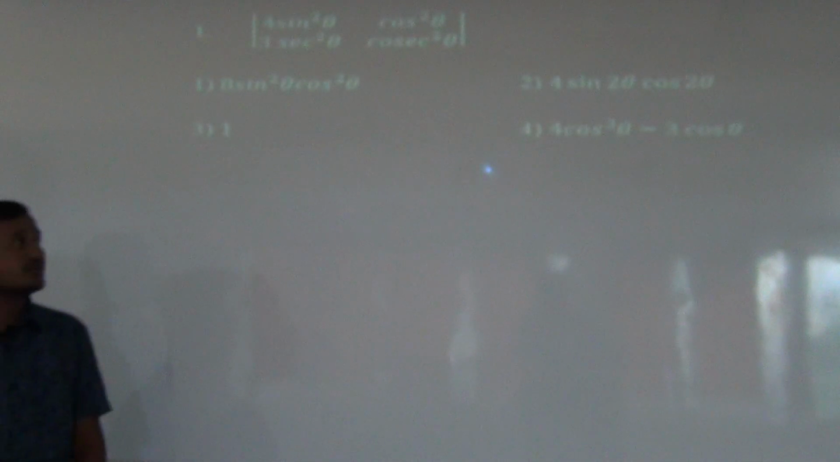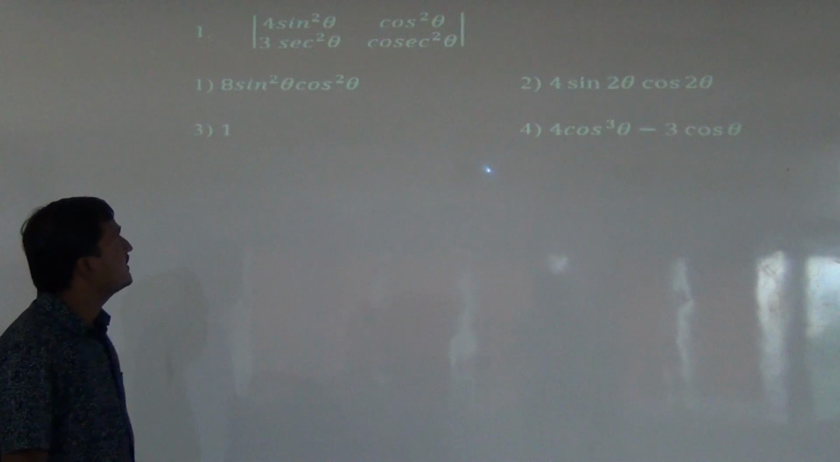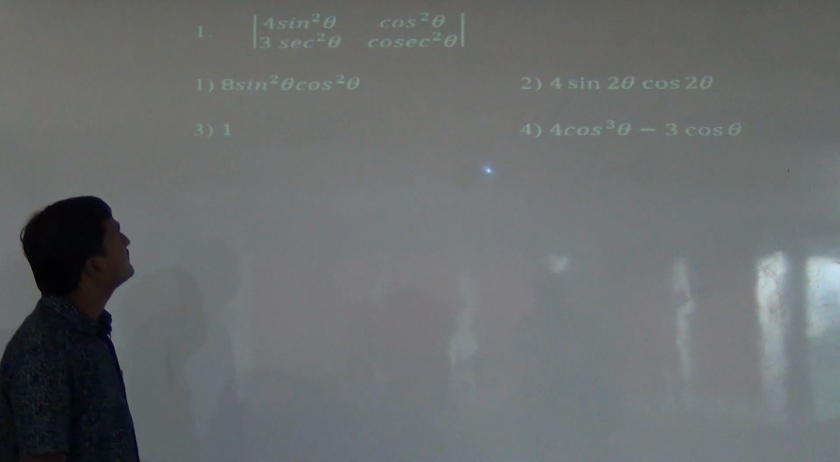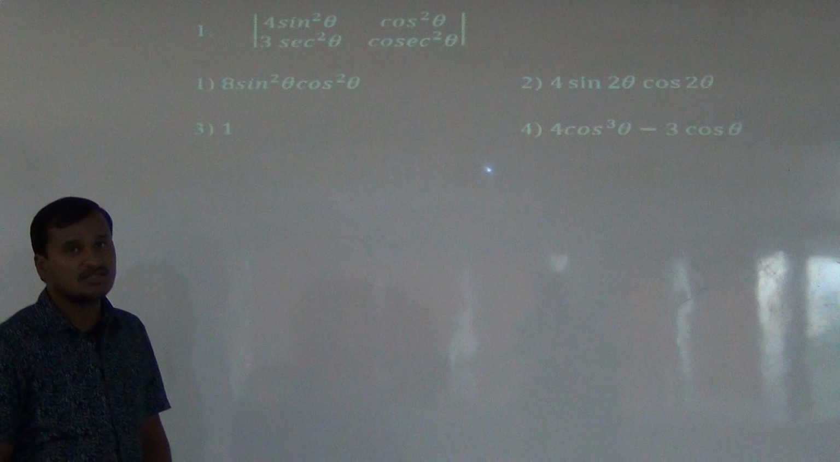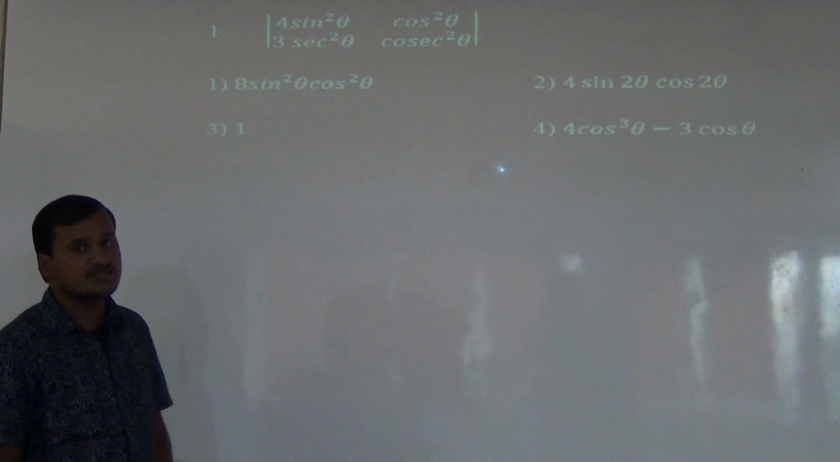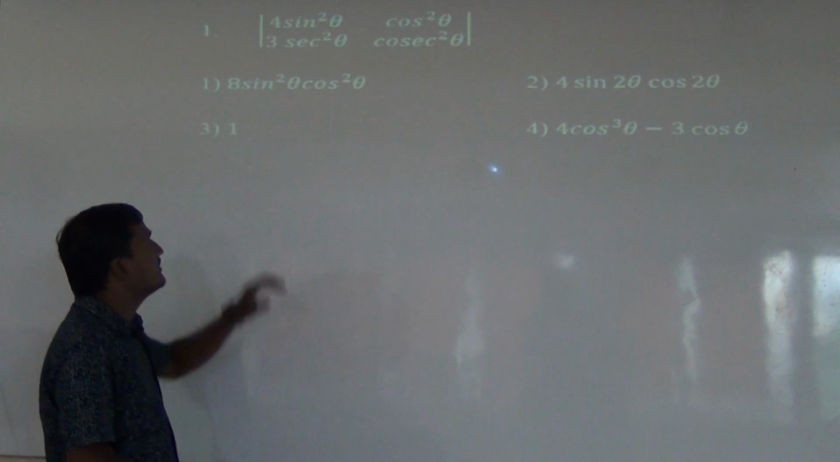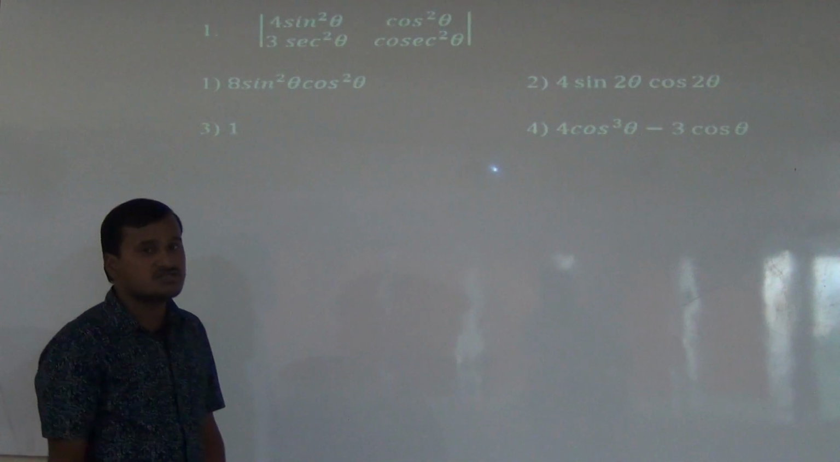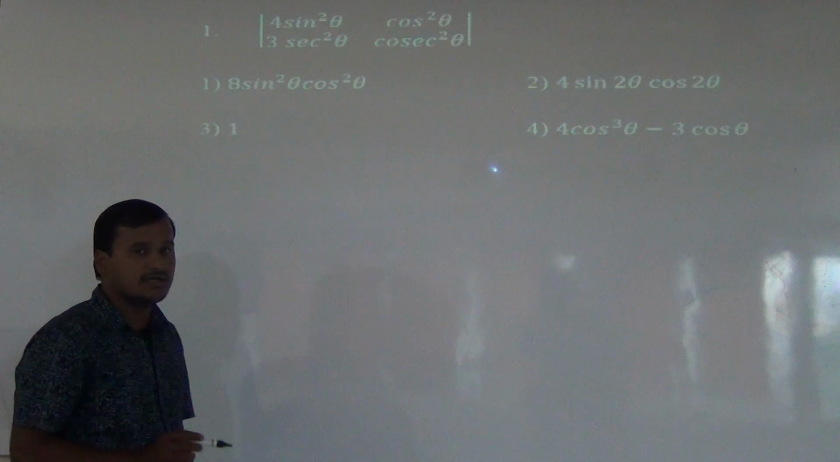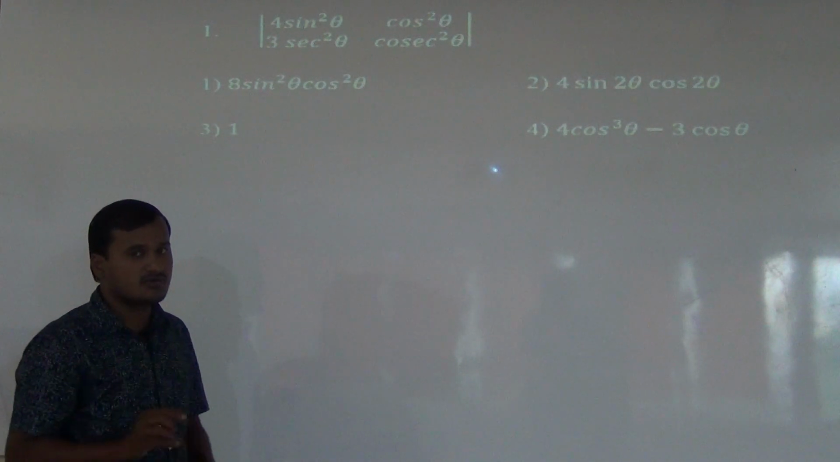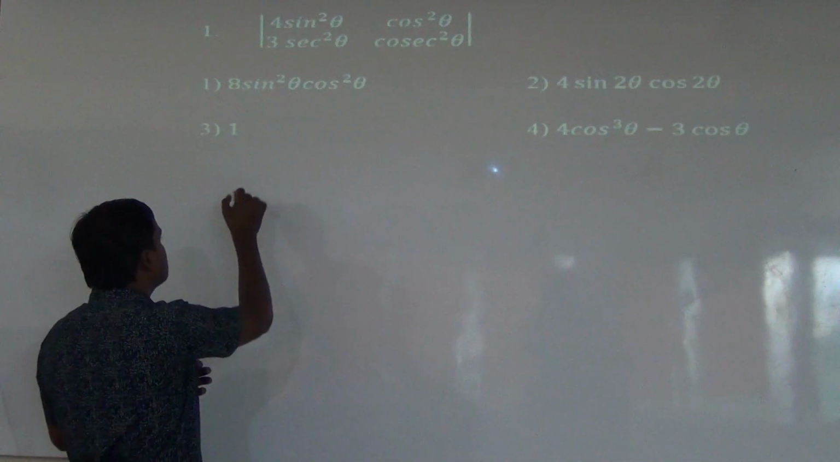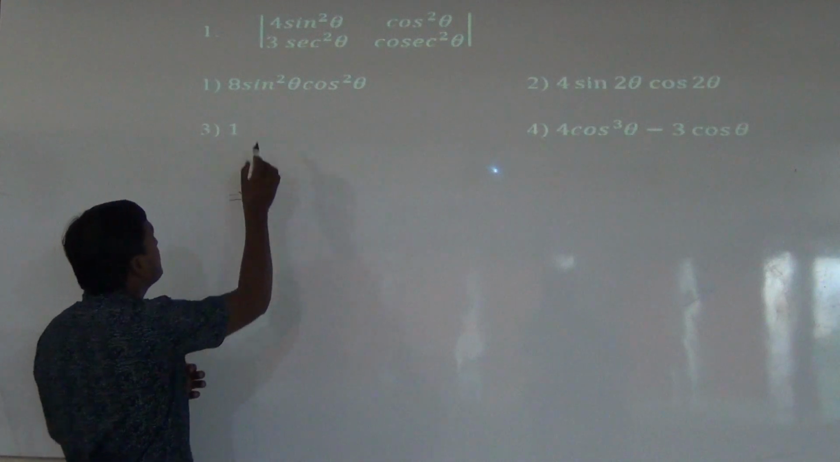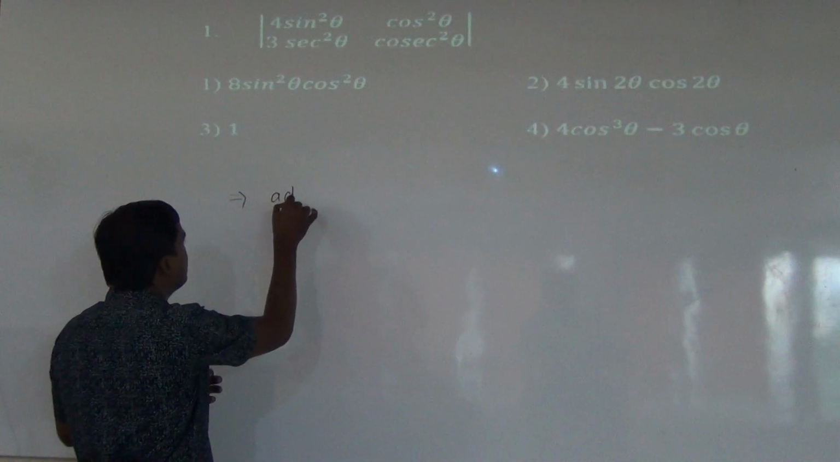The first one is this one: 4 sin square theta, cos square theta, 3 sec square theta, cosec square theta. What is the value of this determinant? It is in the form of a, b, c, d. You know how to solve the determinant of a matrix of order 2 cross 2, so we will directly write it as AD minus BC.